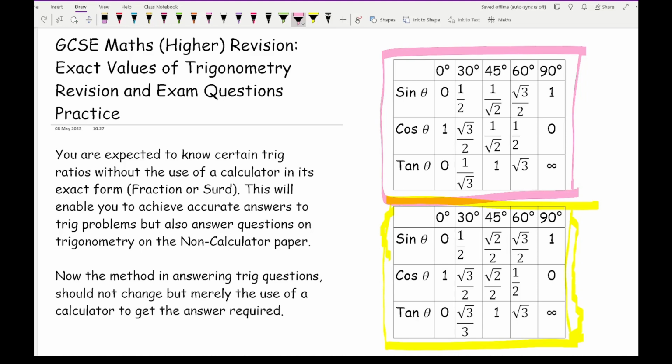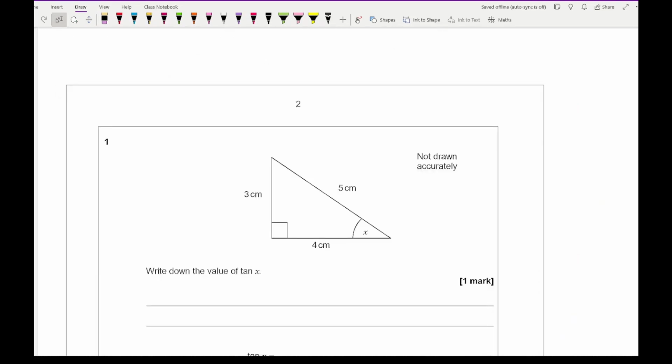Now, if you do end up using the pink ones, it may require you, particularly with show that questions, to rationalize the denominator at the very end, and it might require that little bit of extra work. But if you are going to remember these trig ratios, like revising a spelling test, I would certainly recommend revising the ones in the yellow box. So let's get started working through these questions.